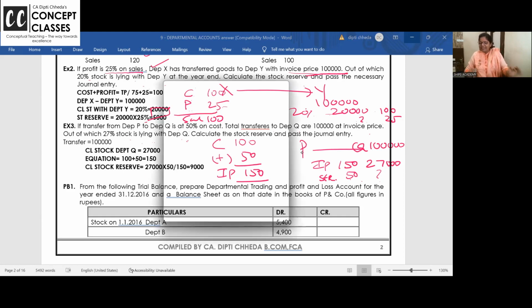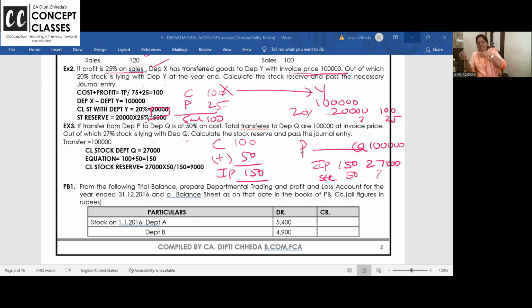So like this, one thing in the departmental account is clear or not, that why do we talk about these stock reserves? I have sent my stock to another department at profit or markup, at loading. At the end, if my stock is lying with another department, ultimately all the departments are part of the same company, and we can't have profit which is not realized. This is unrealized profit. My stock is lying with me or with you. It should be at cost for the company.